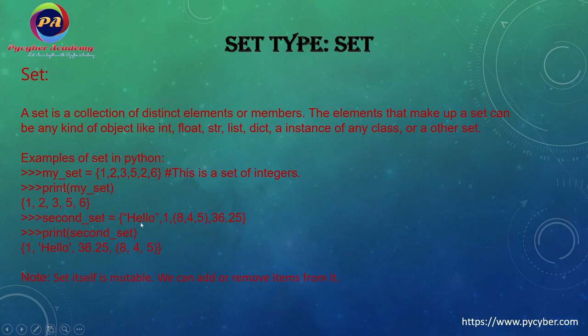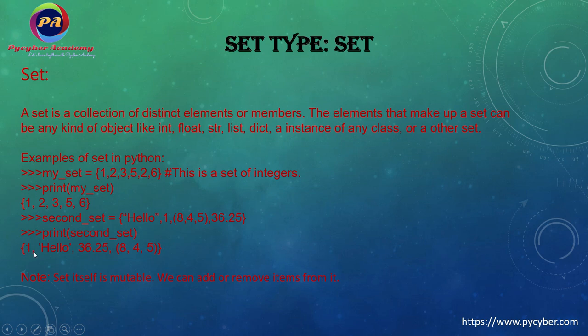In the second example, we created a set with different data types. The first one is hello, which is a string data type. The next one is 1, which is an integer data type. The next one is a tuple with values 8, 4 and 5, and the last one is 36.25, which is a floating point number or real number.